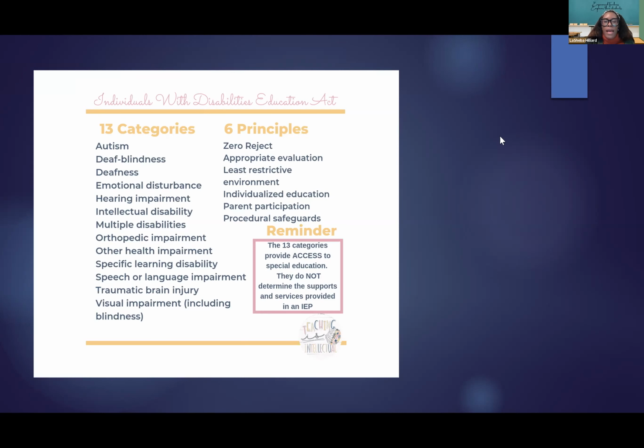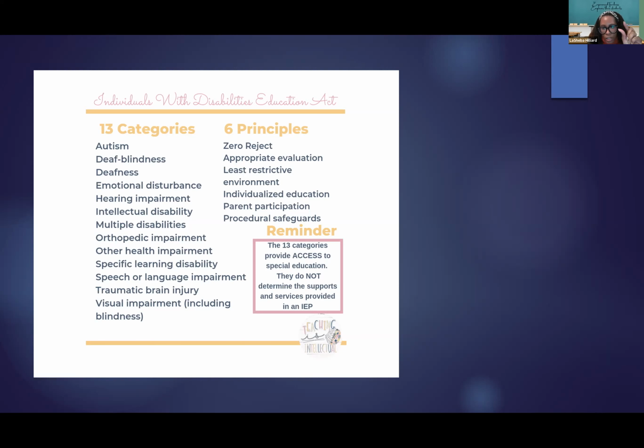All right. What about zero reject policy? This is kind of new to me. A few years ago, we didn't call it zero reject. We called it something else. Is zero reject more like a No Child Left Behind kind of deal? It is kind of like that. It's just that they have to get an appropriate education. We can't say they can't get that public education.